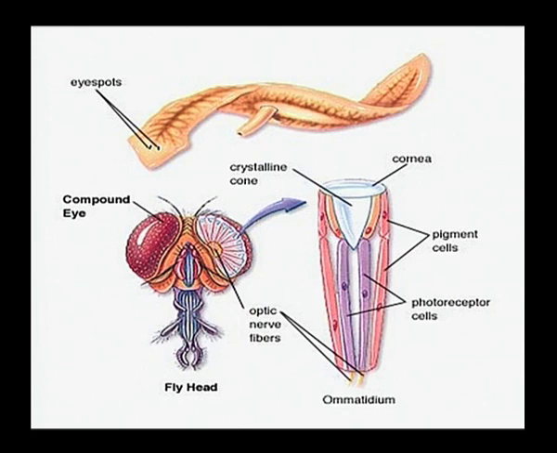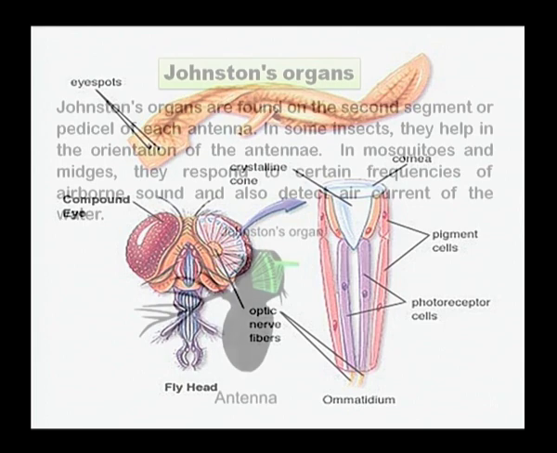This diagram depicts the transverse section of an ommatidium of the compound eyes, where you can see that there is a cornea below which a crystalline cone is there, which is surrounded by the pigment cells, and near the pigment cells we find the photoreceptor cells, which are attached to the nervous system or the optic nerve cord.